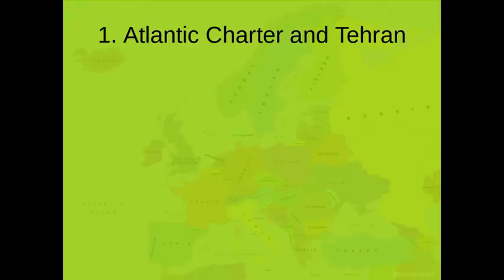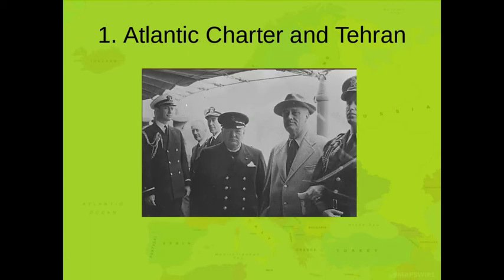Well, the first couple would be known as the Atlantic Charter and Tehran. And these are both named after the places where they occurred. And if you'll note in the picture, the 2 people in the middle are the 2 significant figures that will help contribute to the beginning of the Cold War.